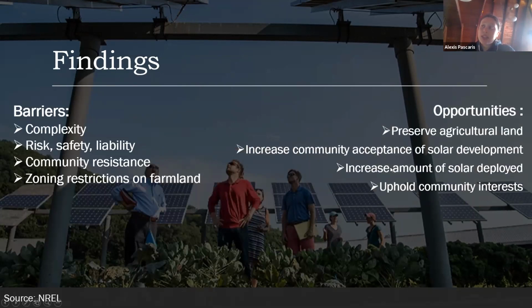But many opportunities were also identified. My participants explained to me that because these projects retain agricultural interest, they could increase support for development. This means that agrivoltaics present a really unique opportunity to increase the rate of solar development without threatening agricultural land. The findings of this study suggest that agrivoltaics can preserve farmland, increase the amount of solar being deployed, and uphold community well-being in the process. It's a win-win-win. Okay, next slide, please.